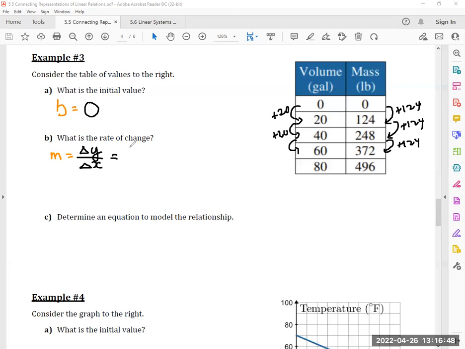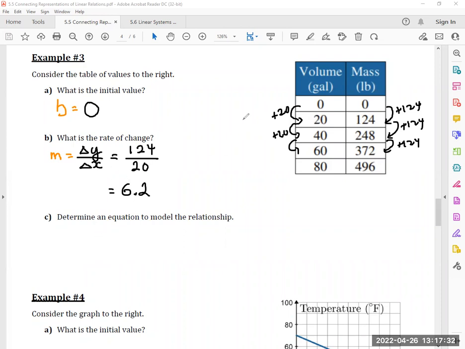No, the rate of change: I change by 124 in the y value every time I change by 20 in the x. So this actually equals a division of 124 with 20, 6.2. Up until now, the x value always increased by 1, so you didn't have to do that. But remember, the rate of change is always delta y over delta x.